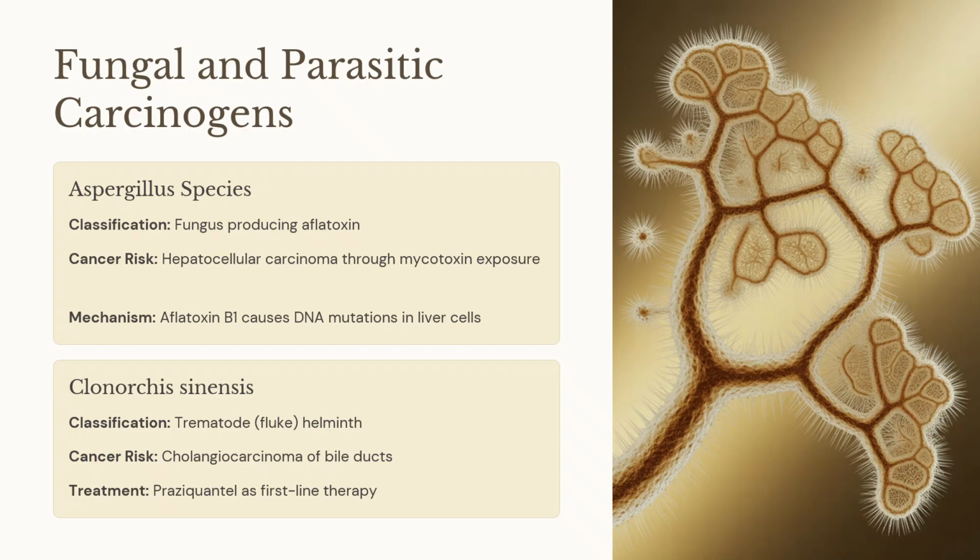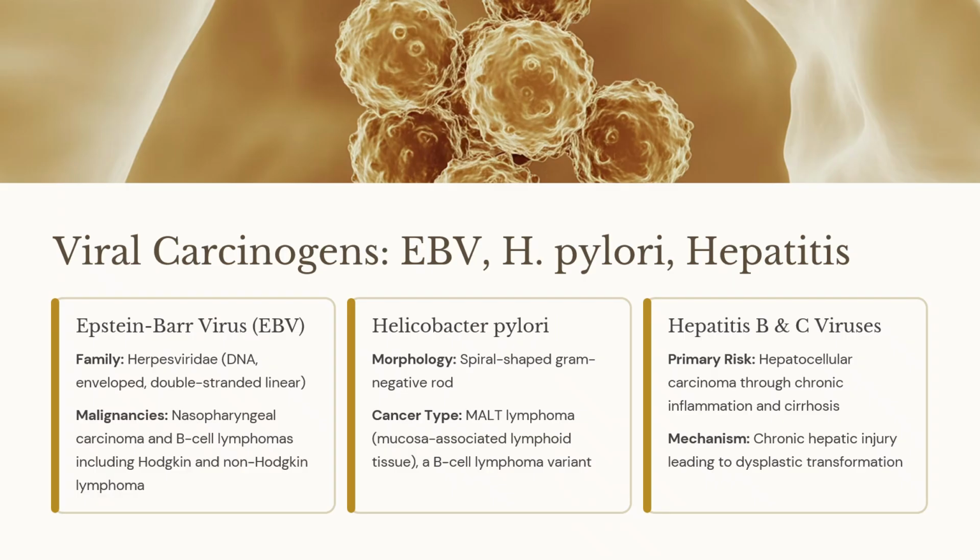Aflatoxin B1 from Aspergillus species is most commonly a problem in peanut farmers. This exposure will cause DNA mutations in the liver cells, resulting in hepatocellular carcinoma. Another sinister helminth, or fluke, or trematode is Clonorchis sinensis, which can cause cholangiocarcinoma of the bile duct. But we have good news over here. If we treat Clonorchis sinensis with a drug such as praziquantel as the first-line therapy, then cholangiocarcinoma of the bile duct can be prevented.